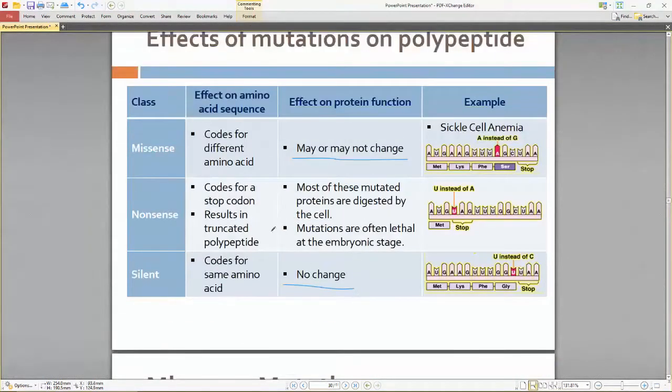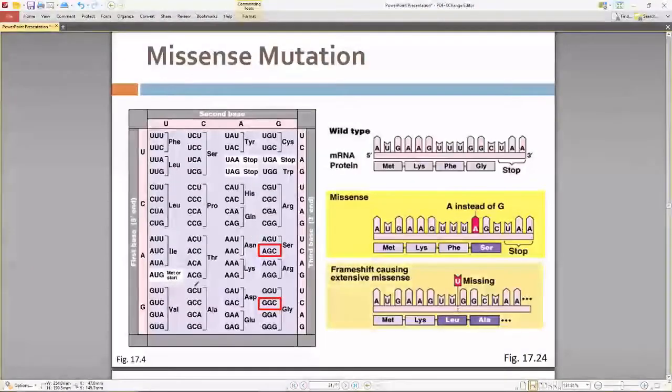So a missense mutation is when one amino acid has changed. A nonsense mutation is when you have an unexpected stop codon, and a silent mutation is when you have a different code, but it codes for the same amino acid anyway. If that makes sense. Any questions?